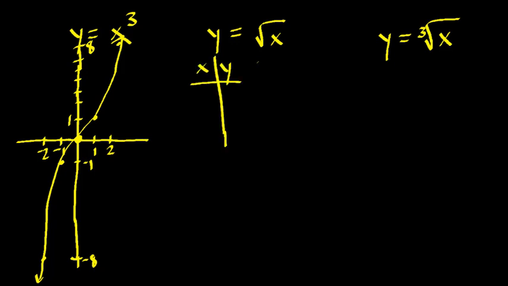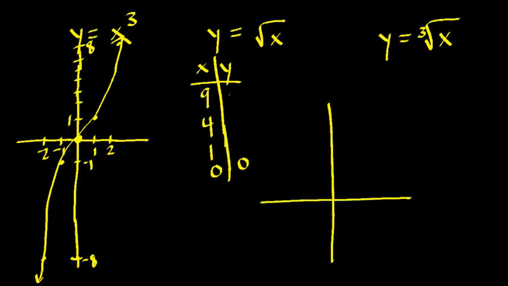For this graph, it's easiest to pick some perfect squares for x since we're taking the square root of x, such as 9, 4, and 1. 0, 0 is also on this function. So for y equals square root of x, the square root of 0 is 0, the square root of 1 is 1, and the square root of 4 is 2.